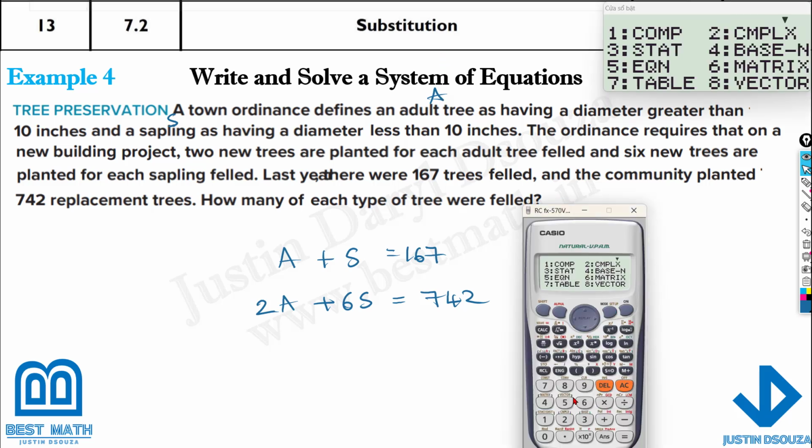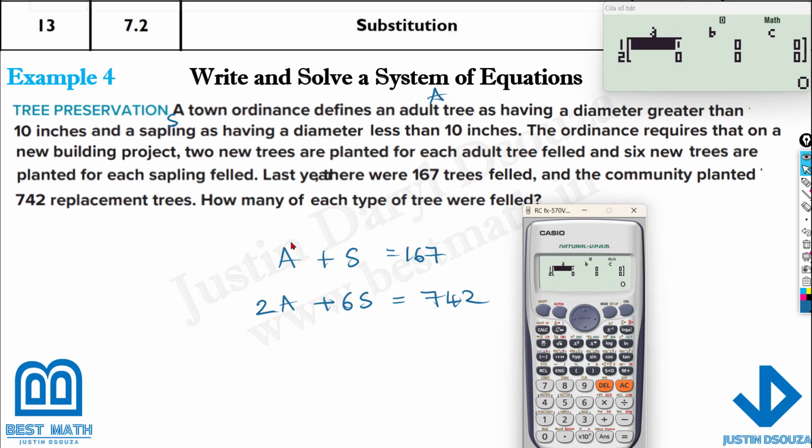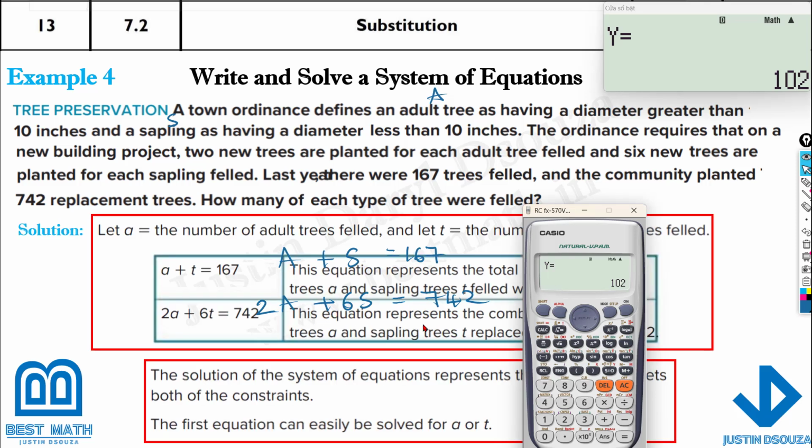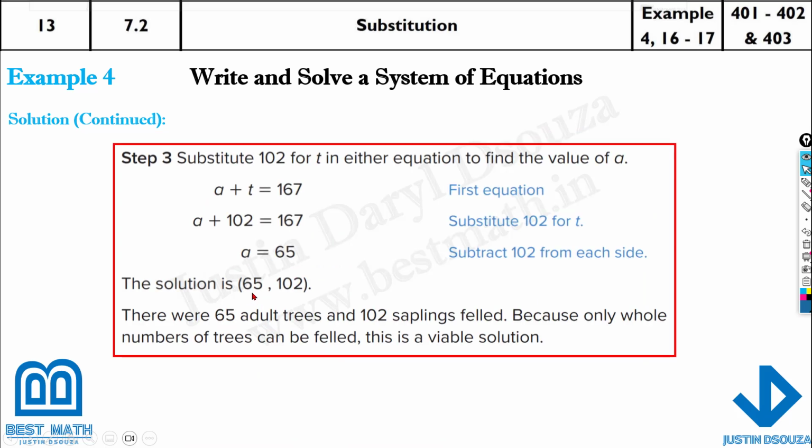Here, all you need to do is mode 5 and 1 for 2 variable equations. That's mode 5 1. Type in the coefficient. Is there anything before A? Nothing means it's 1. Even S doesn't have anything. And then it's 167. What about the next equation? It's 2, 6, and 742. The answer is 65 and 102. So there were 65 adult trees felled and 102 saplings. So these are the 2 equations which you got. Once you get these equations, you can do the substitution method, or in the calculator, we get 65 and 102. So 65 were adult trees, 102 saplings were felled.